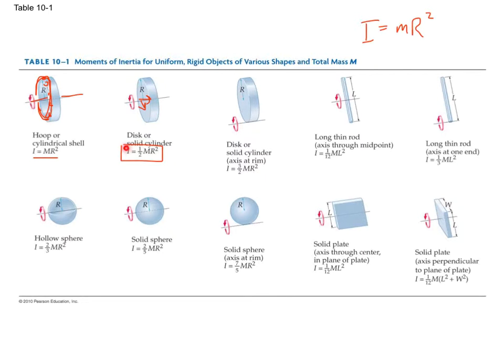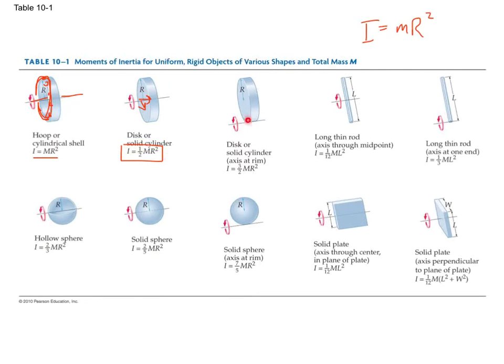Again, we're not going to go through the derivations of how these come about, but it's really by adding up all the different little mass pieces that are all at different radii from the center of rotation. Here, all the mass is at a constant radius. Here, all the mass is distributed from the edge all the way to the center, and so 1/2 mr squared is going to be a solid cylinder.